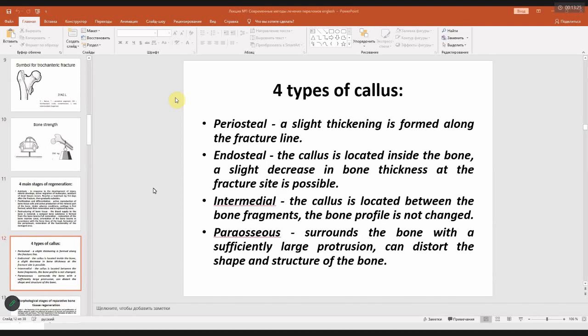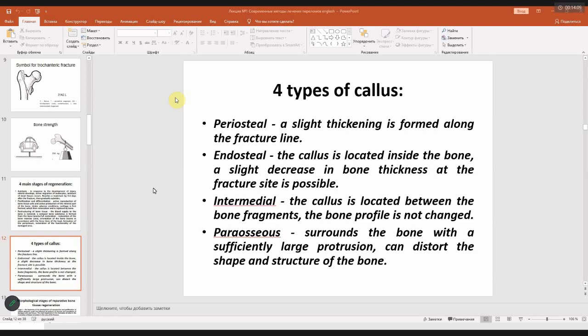4 types of callus. Periosteal: slight thickening formed along the fracture line. Endosteal: the callus located inside the bone; a slight decrease in bone thickness at the fracture site is possible. Intermedial: the callus located between the bone fragments; the bone profile is not changed.